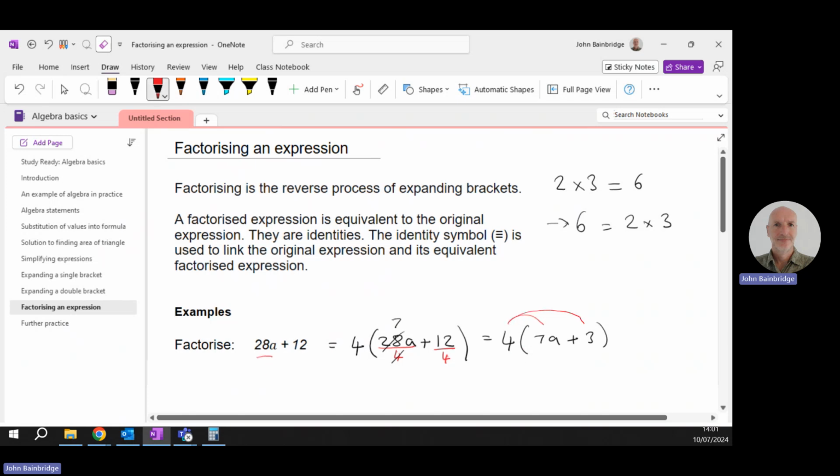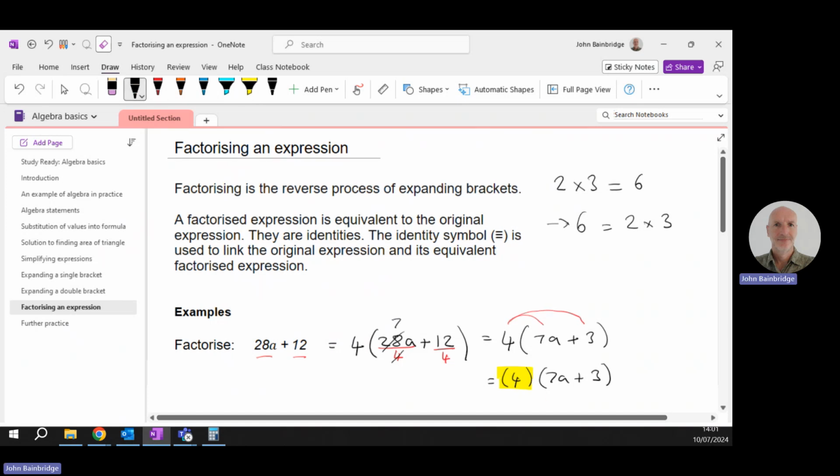And if I did 4 times 3, I'd get 12. So that just reassures me that I've factorised correctly. We just emphasise how we're factorising. I'll put the 4 in brackets. So we're doing the 4 times the 7a plus 3. So these are the two factors.